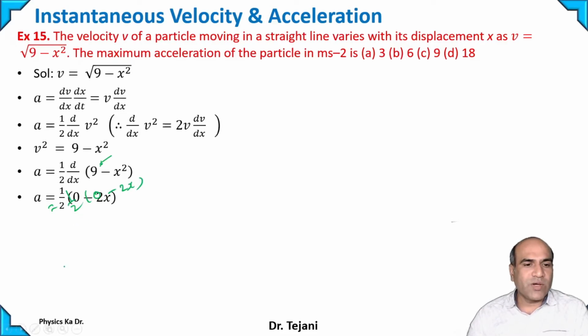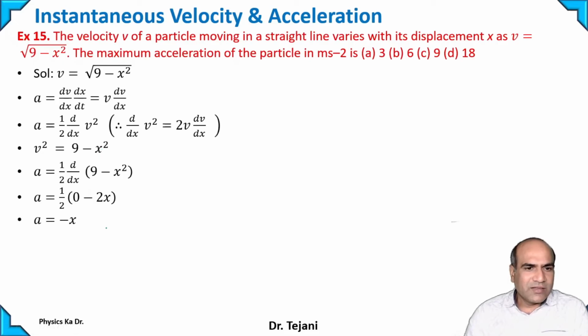You can do the differentiation of the entire 9 minus x squared, but it is difficult and you will have a difficult answer for that. That's why the simple method is good. So a becomes minus x, a becomes minus x.